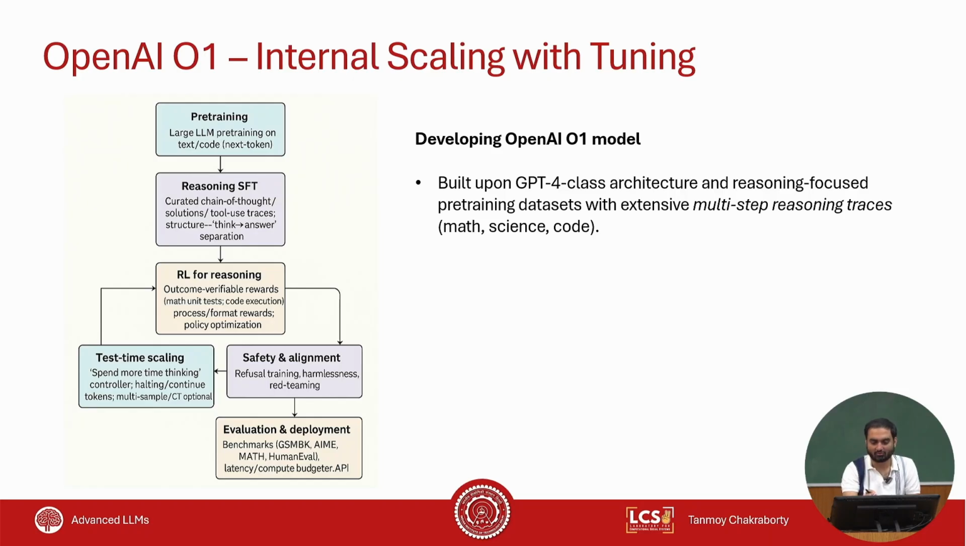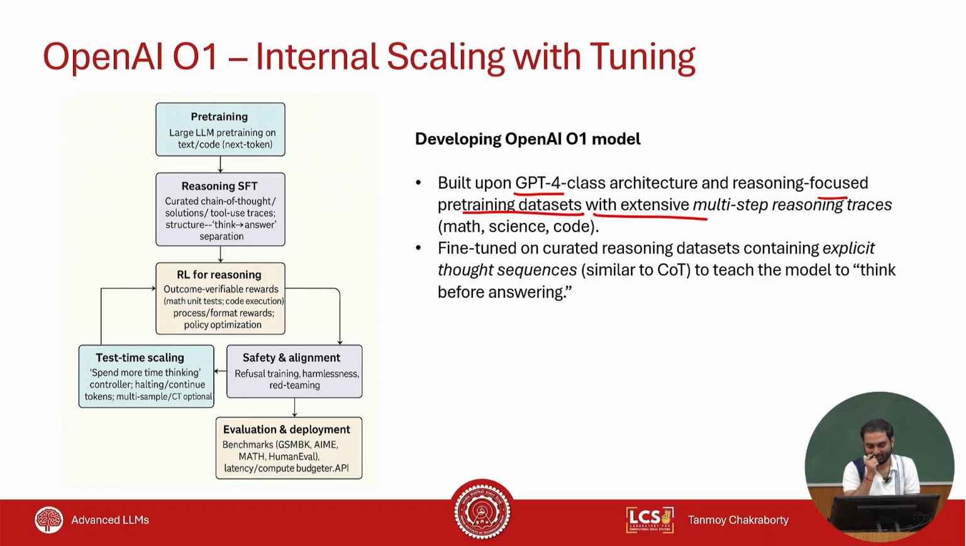The idea is that the O1 model was built on top of GPT-4, so GPT-4 architecture and reasoning focused pre-training. Remember, this is very important. The pre-training is reasoning focused, meaning that your dataset has math questions, science questions, code related questions, and also traces. Your focus is not to generate the next token, but to generate the correct reasoning. They fine-tuned on a curated reasoning dataset containing explicit thought sequences, to teach the model to think before answering.